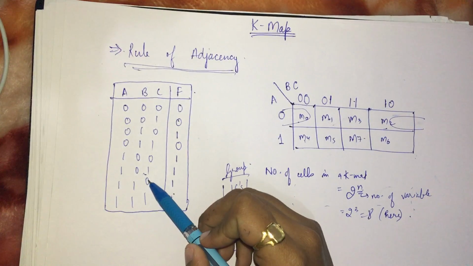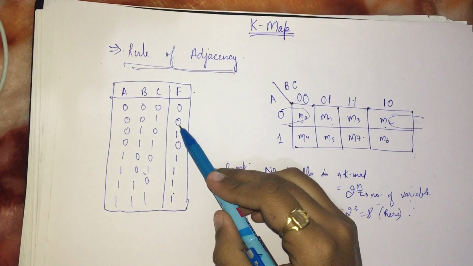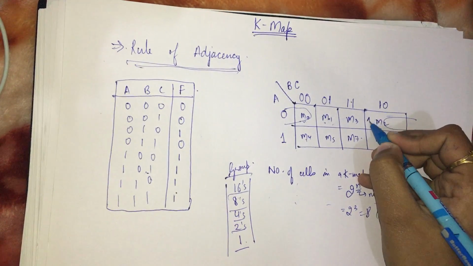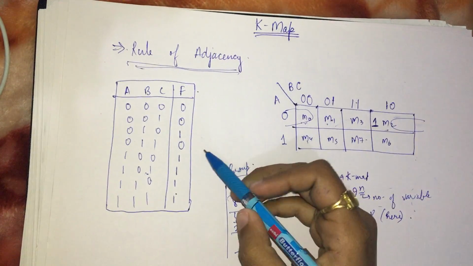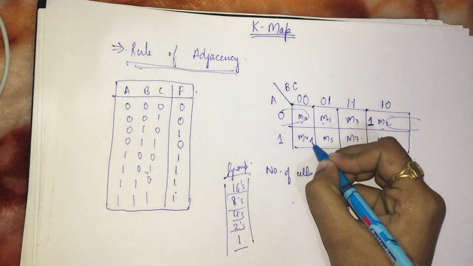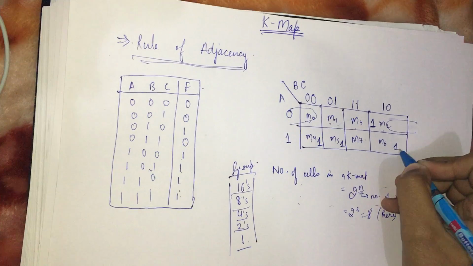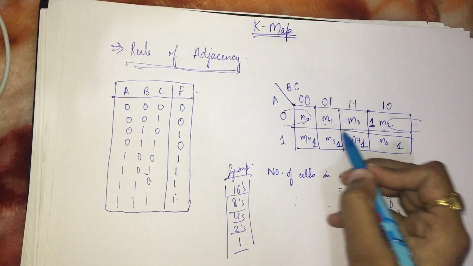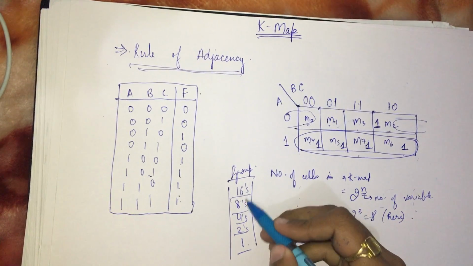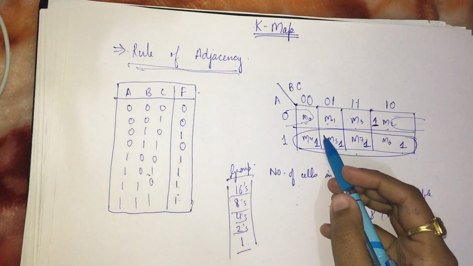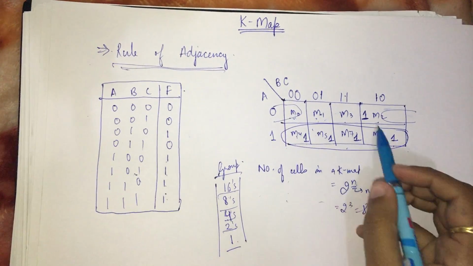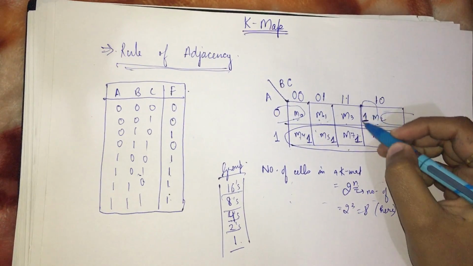So for this expression, we see M0 is 0, M1 is 0, then M2 is 1, and M3 is 0, then M4, M5, M6 and M7 are all 1. So now we do the grouping. The first group we see is the biggest group. Here I cannot have a group of 16 or 8. It is not possible to have a group of 16, and a group of 8 is also not there. So I check the group of 4s. I have one single group of 4, and I have one group of 2.